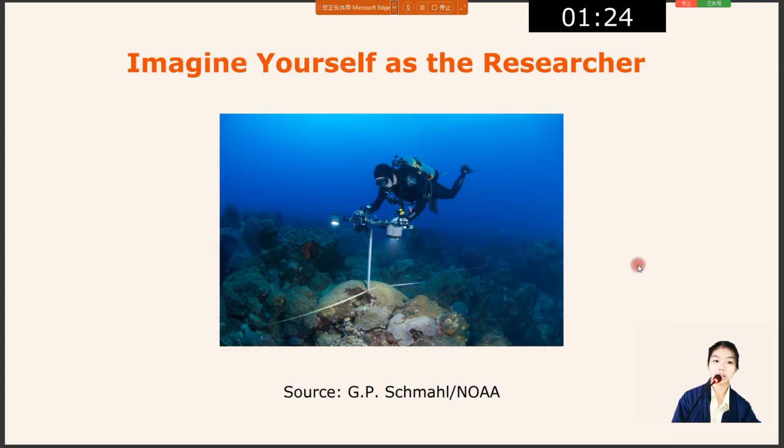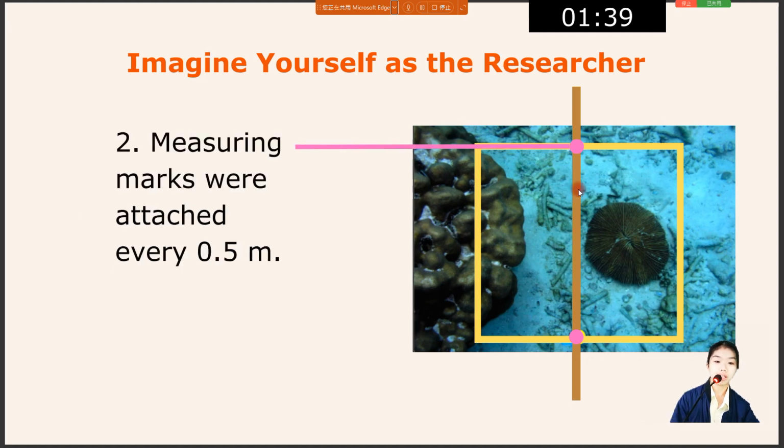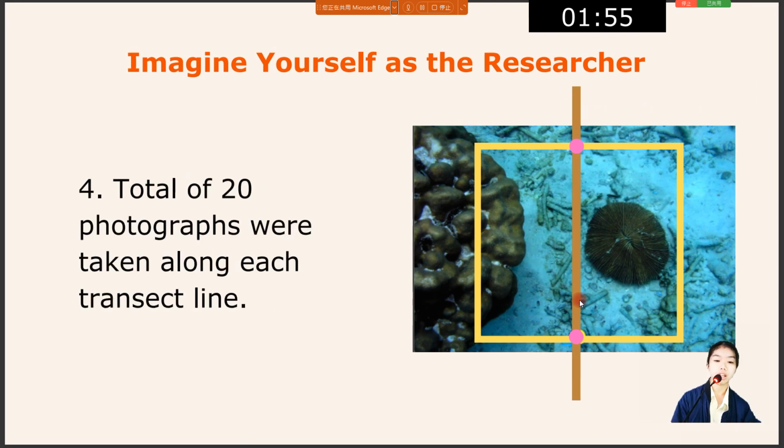Now, imagine yourself as the researcher, arriving at site A. You have to put down a 10-meter transect line for each site, and this brown line is your transect line. Then you will notice there are measuring marks attached every 0.5 meter, which means you have to take pictures of an area of 0.25 square meters evenly at both sides of the transect line. A total of 20 photographs were taken along each 10-meter transect line.